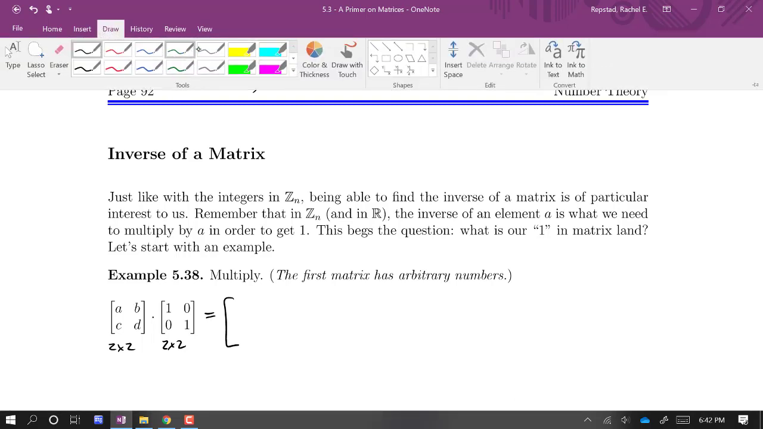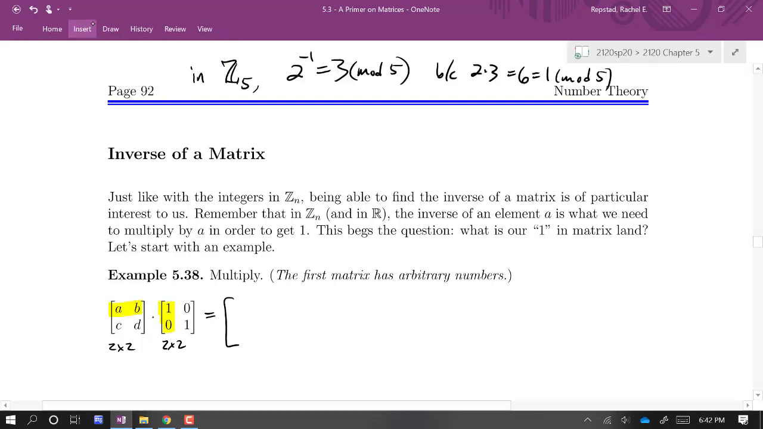So if we do top row, first column, we get A times 1 plus B times 0. Then the next column, A times 0, which is 0, plus B times 1, which is B. Now let's focus on the second row. C times 1 is C, plus D times 0 is 0. And now second row, second column, C times 0 is 0, plus D times 1 is D. Simplifying, we get A, B, C, D.